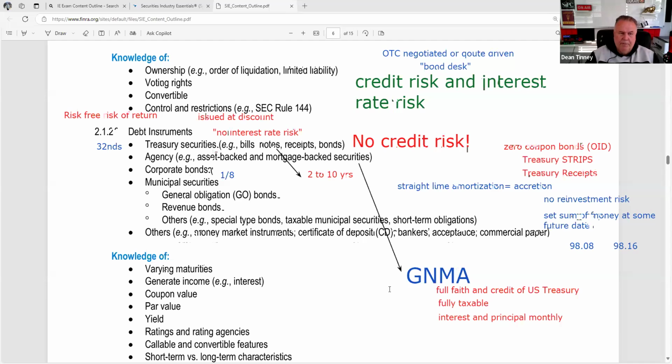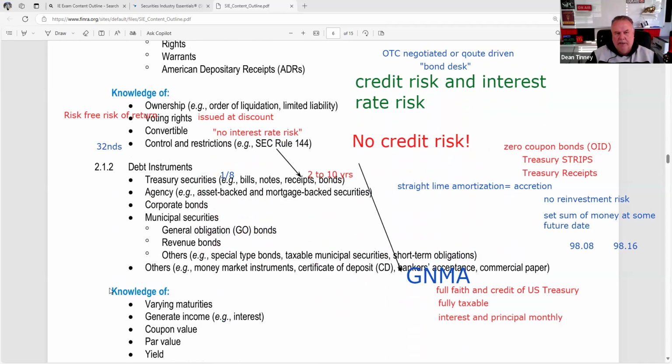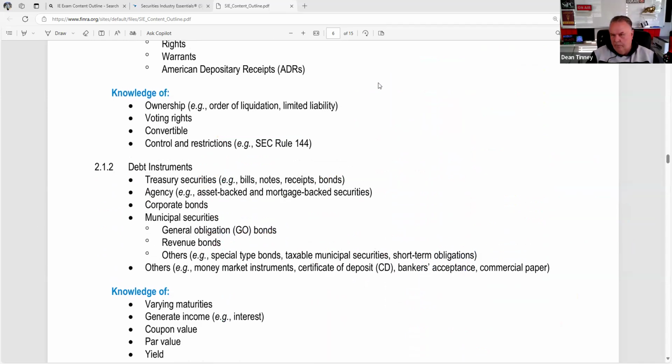Now, I told you in the corporate bond area, we have two types of bonds. When we capitalize a corporation, we capitalize corporations with equity and debt. There is no such thing as a corporation that has not issued common stock. And then we may choose to add to our capitalization of our company some debt. Equity and debt together are called capitalization.